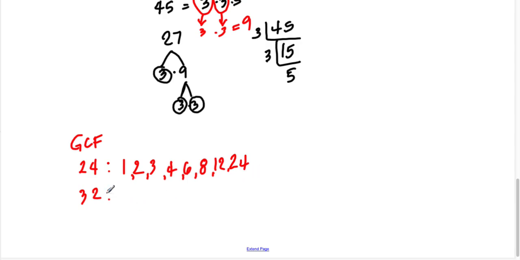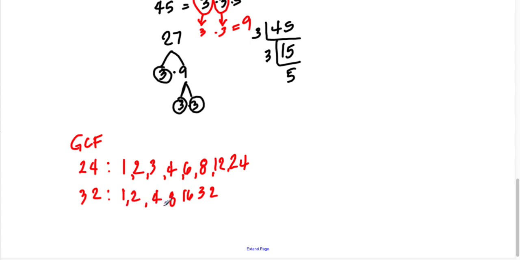Let's find the factors of 32. 1 times 32 will give us 32. 2 times 16 will give us 32. It's not divisible by 3 because 3 plus 2 is 5. So we go to 4 and 8. 4 times 8 will give us 32. Let me erase that. Let me bring them closer together, 4 and 8. There we go.